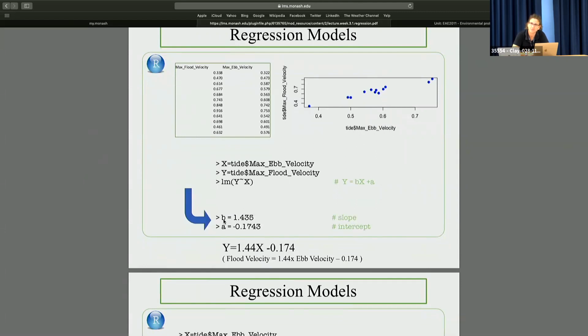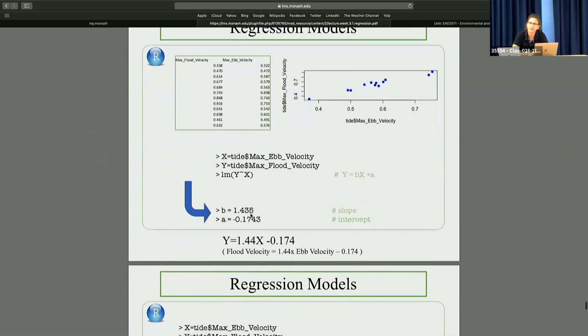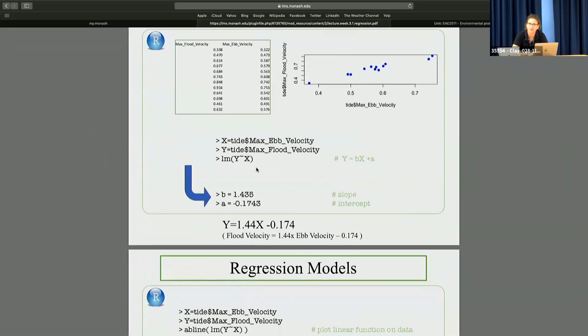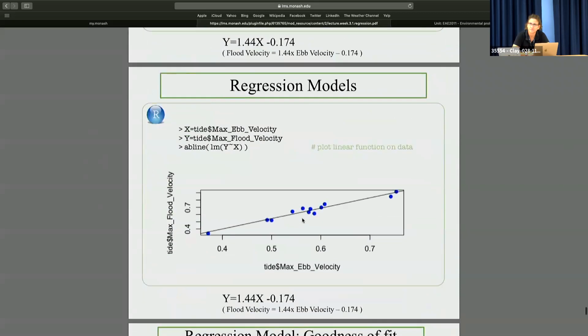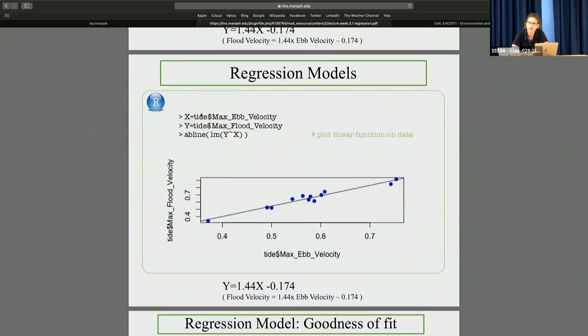I get a slope of 1.435, and I get an intercept of negative 0.17. So it's very close to 0, which makes sense. If we extended that line down, we would come here, and this is the slope. So this is the equation. If I want to calculate any flood velocity, all I need to know is the ebb velocity and these two parameters, the slope and the intercept. Okay, so here they are, and now I can add to my plot.